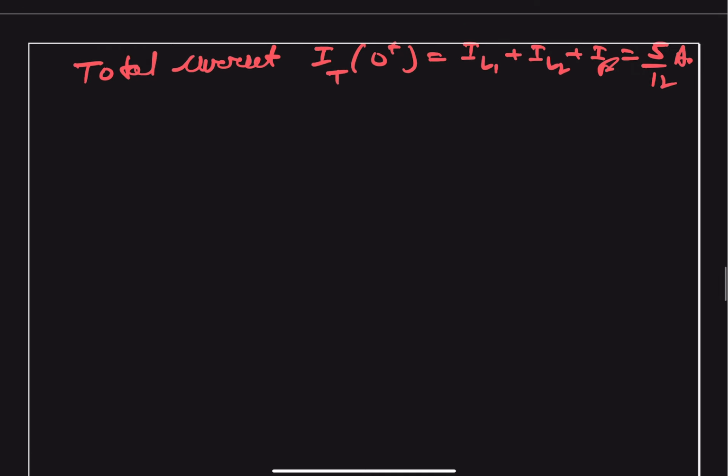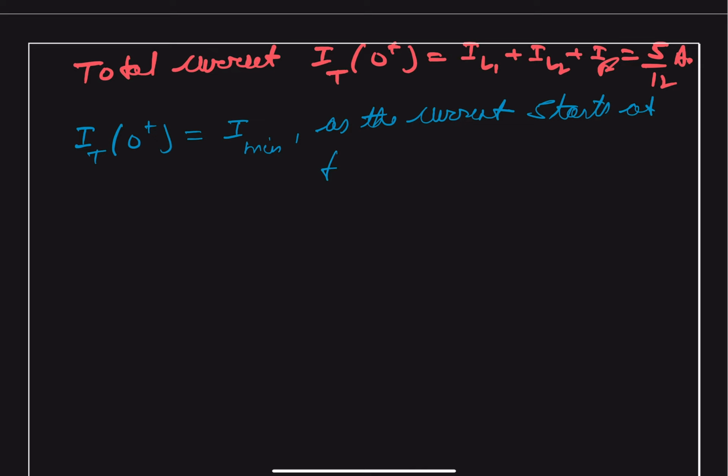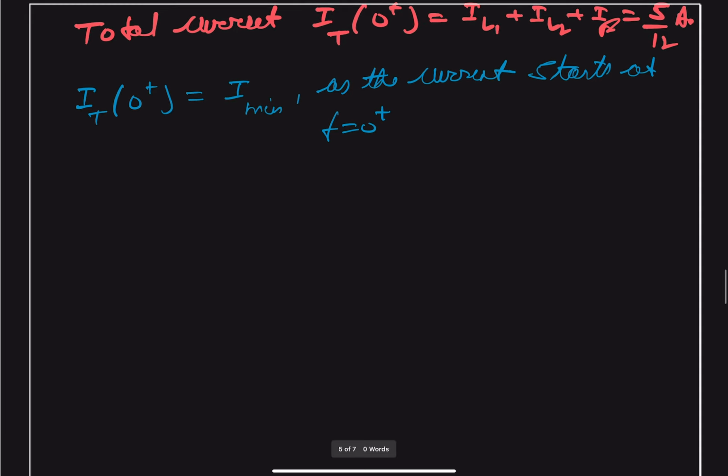So we can say that I total at 0 positive will be equal to our Imin, because the current starts at t is equal to 0 positive and increases with time.